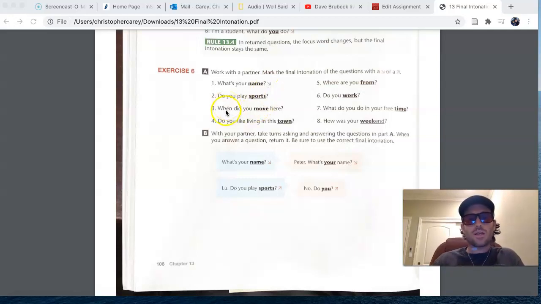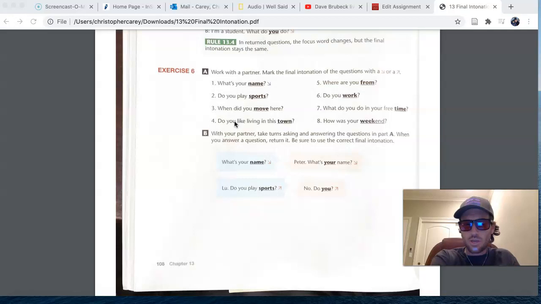Let's try one more together. When did you move here? I moved here to the Bay Area in 2012. When did you move here? So we shift. We shift over usually to the subject pronoun or to the possessive adjective.